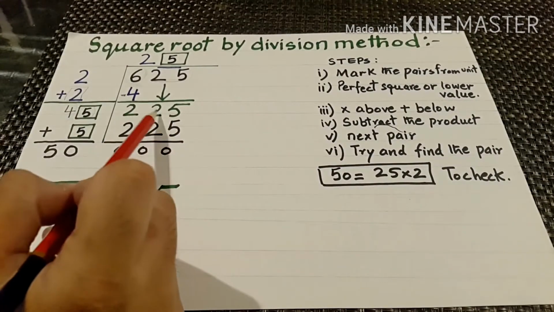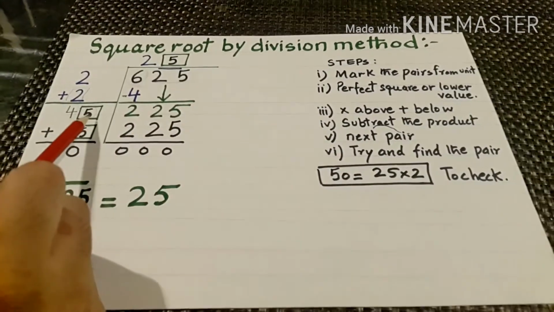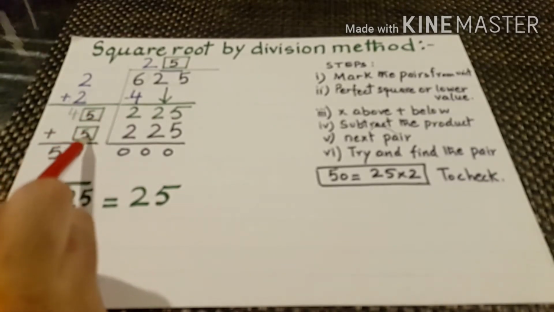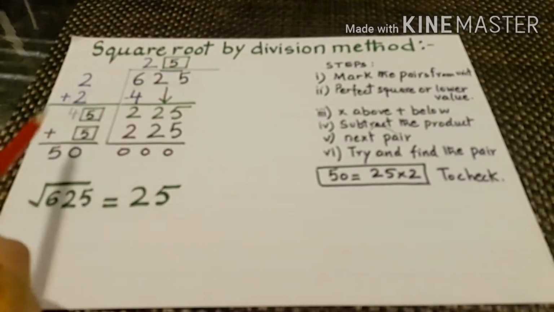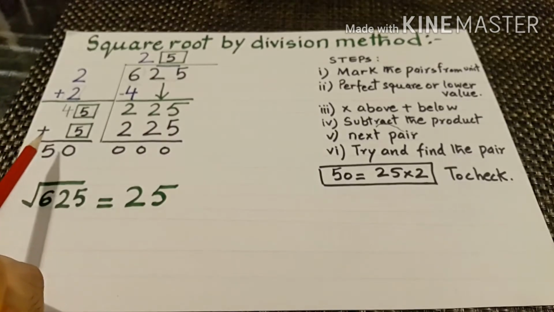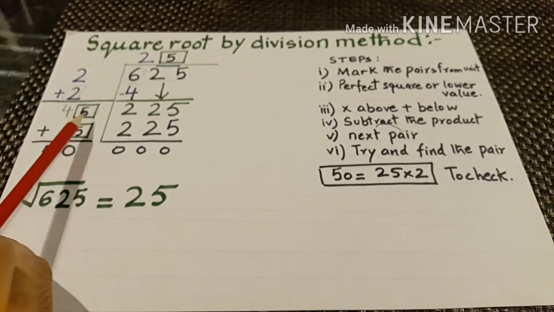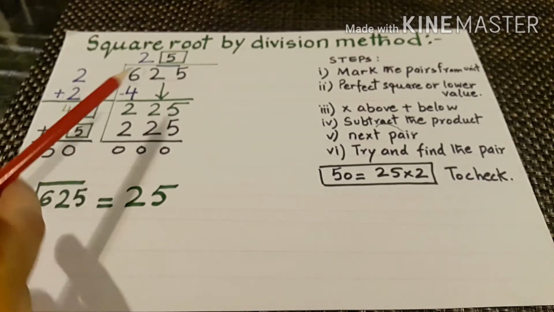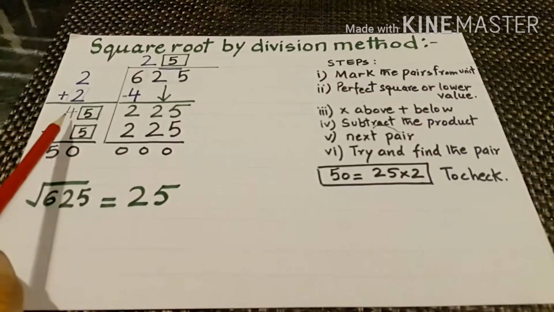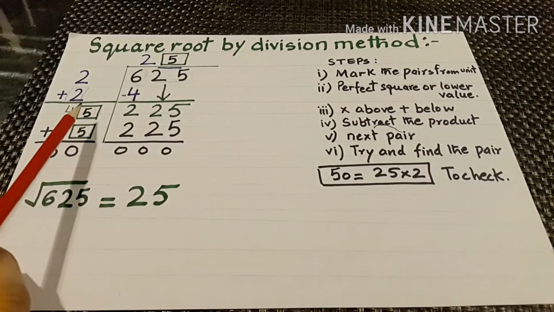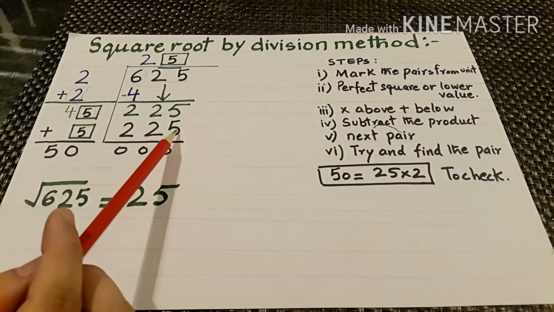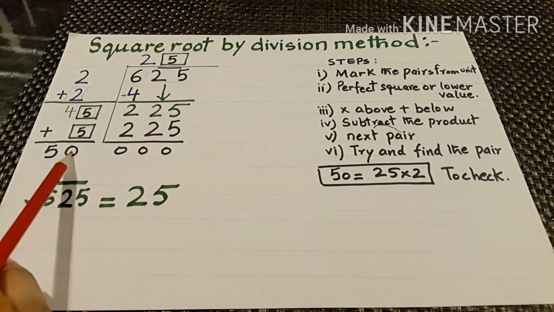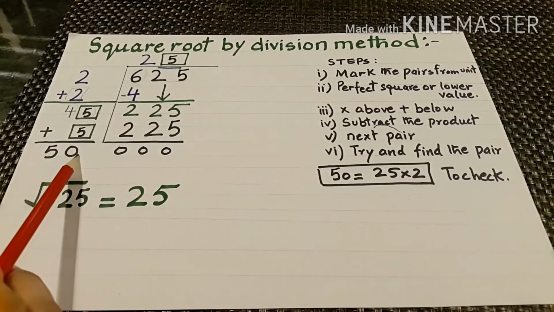We get 225. And now we have to find a number that fits in this box and this box. Now you can see that number 5 is the most fitted one. So we will write 5 here, here and here. Now 45 multiplied by 5 is 225. And this 5 will be added in this 5. We get 0 here and 50.